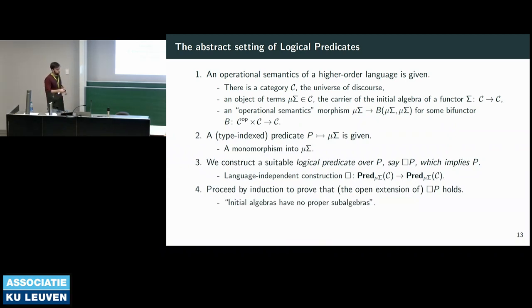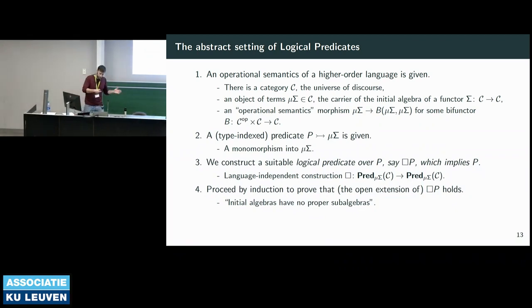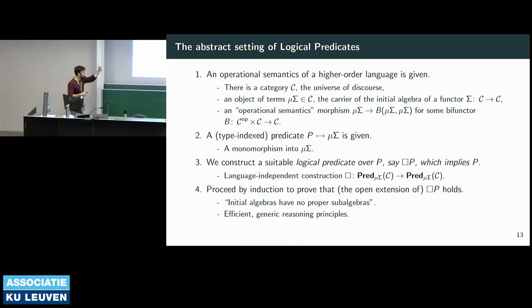And also, by the way, even though I showed you only some coinductive logical predicates, all the other predicates in the literature can be given a characterization like this. You just change some of the parameters of your system. And in the fourth case, you proceed by induction to prove that the open extension of square P holds. And that's a fundamental property: initial algebras have no proper subalgebras. All right, and in our case, when you expose this machinery, you get efficient generic reasoning principles.